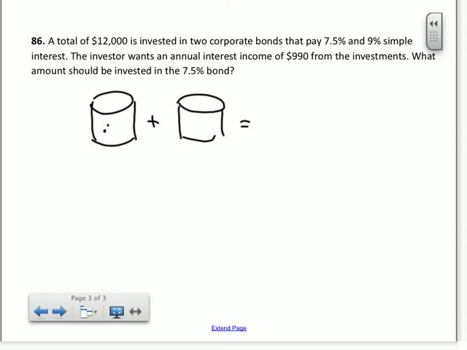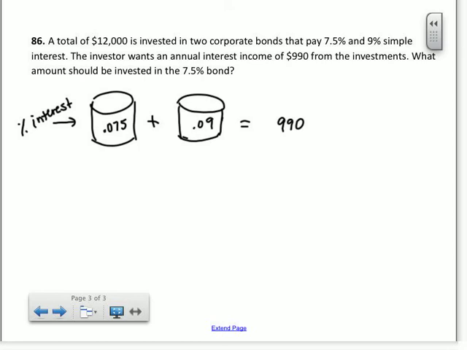So the first thing I'm going to put in is 0.075. So it's 7.5%. The other one's 9%. So 0.09. And it says you want a total interest. So this is your percent interest that's going inside here. You want a total amount of interest of $990. So that's basically already been multiplied by a percentage, right? It's some percentage of the original, of the $12,000.